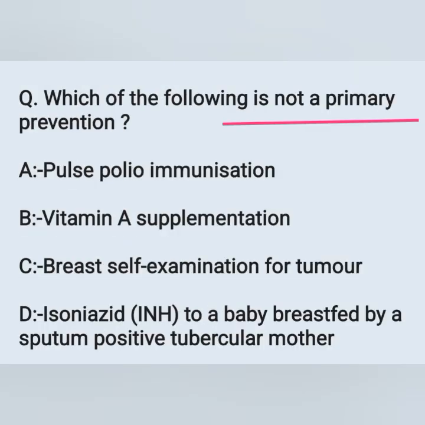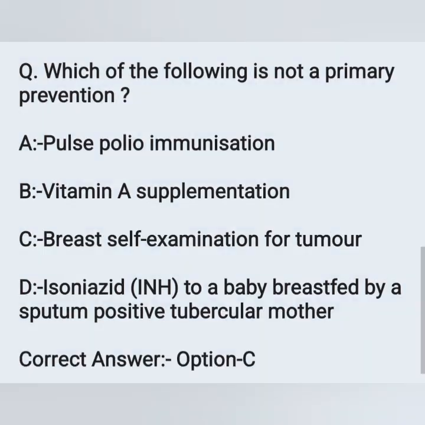Move on to the next question. Which of the following is not a primary prevention? Options. Option A, pulse polio immunization. Option B, vitamin A supplementation. Option C, breast self-examination for tumor. Option D, isoniazid to a baby breastfed by a sputum positive tuberculosis mother. Correct answer is option C, breast self-examination for tumor.